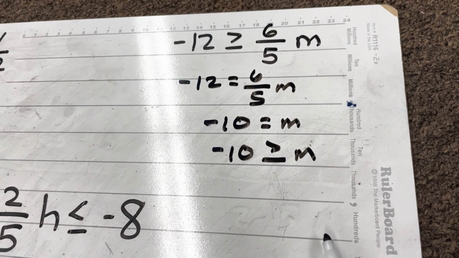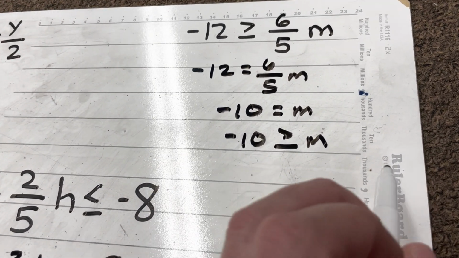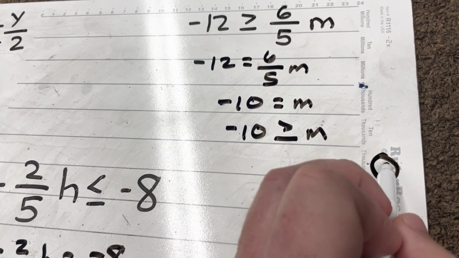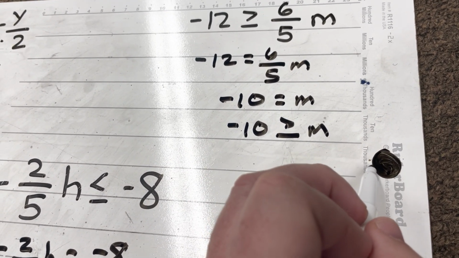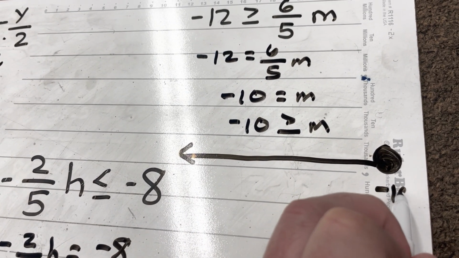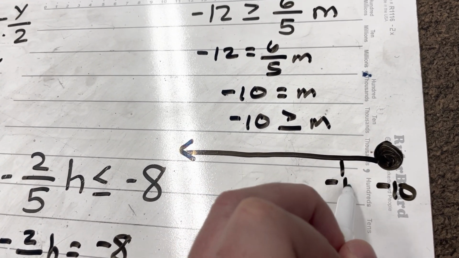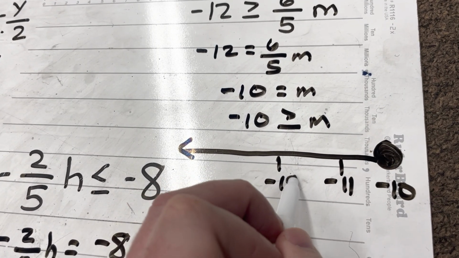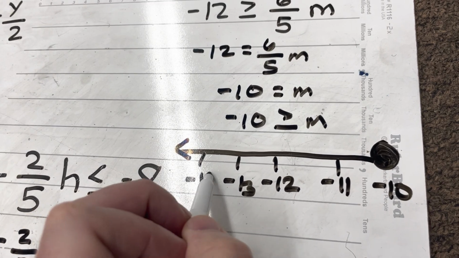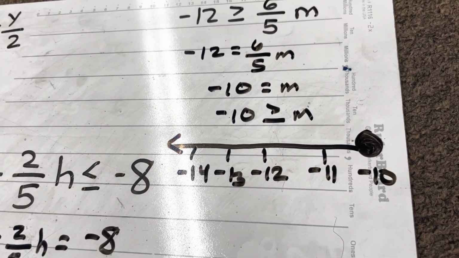M is on the smaller side of the inequality, so my line is going to move left. It can equal negative 10, so we're going to shade the circle. We're going to move it to the left. It's going to start at negative 10. Then it's going to be negative 11, negative 12, negative 13, negative 14, and so forth.